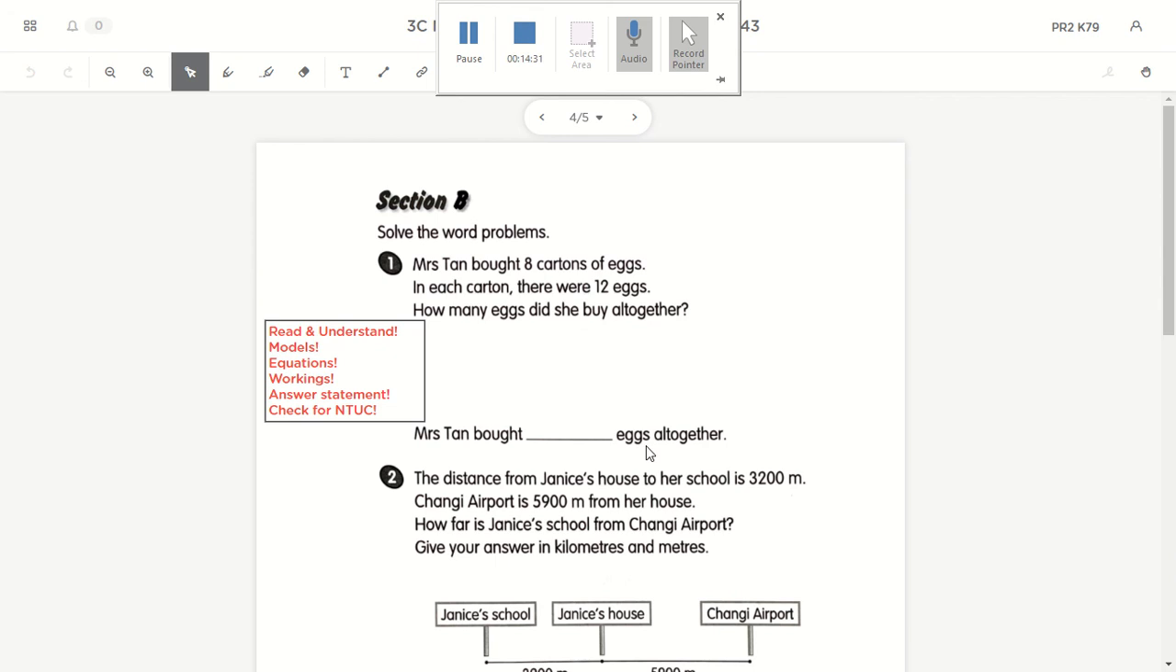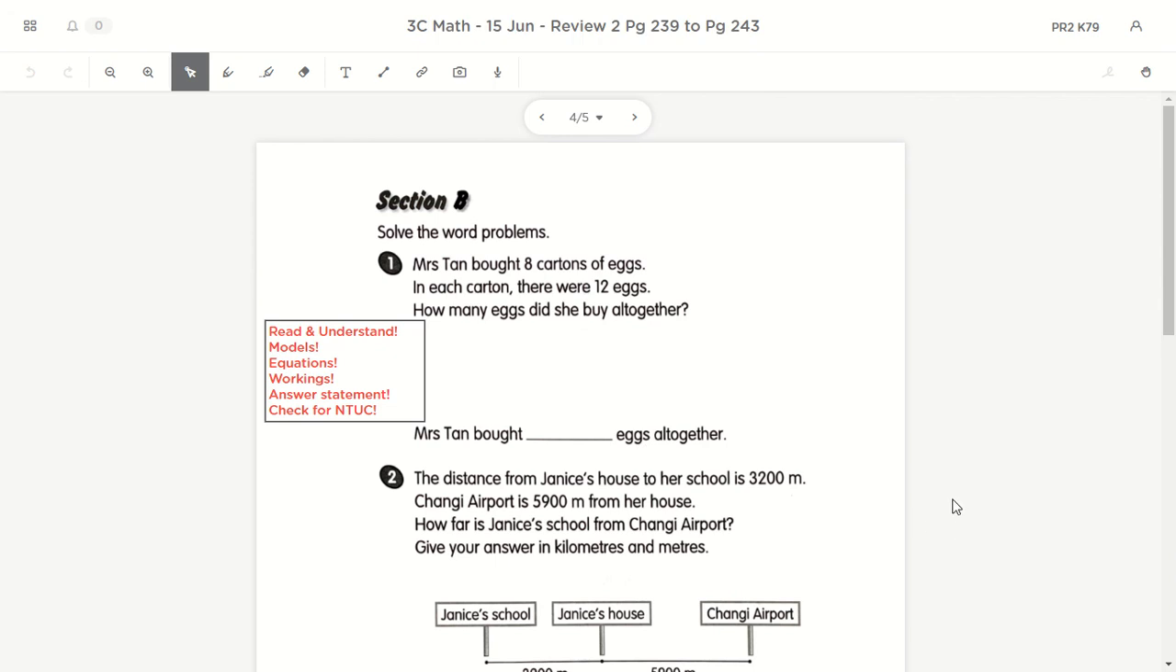Now we look at word problems. Make sure you draw your models, make sure you highlight. So I have 8 cartons of eggs. In 1 carton there are 12 eggs. I want to find the total, all together. So let's draw the model. Quite a simple model. I have 8 cartons, so I know I need to have 8 boxes. Count 1, 2, 3, 4, 5, 6, 7, 8. So 8 cartons represented by 8 boxes here.